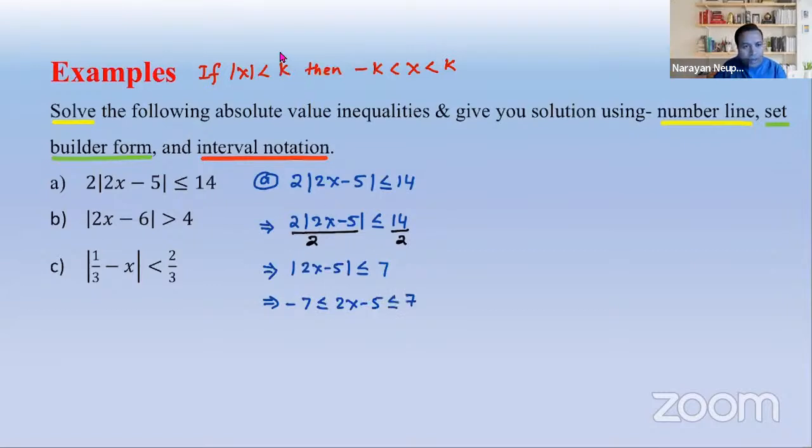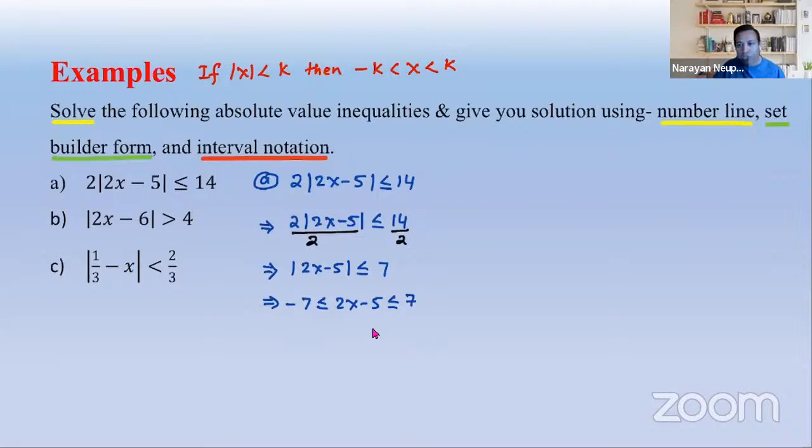So here you can see there is a k. We write negative k on one side. We write positive k on the other side. And whatever is inside the absolute value, we write that in the middle. So we did the same thing. Here we have a 7, so we write negative 7 on one side. On the other side, we write positive 7. And whatever is inside the absolute value, we write it in the middle.